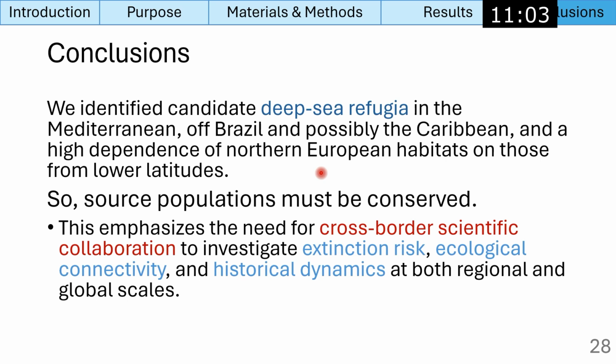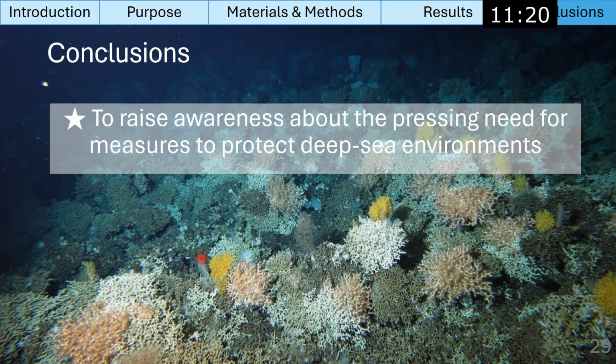So they must be conserved, which emphasizes the need for cross-border scientific collaboration to investigate extinction risk, ecological connectivity, and historical dynamics at larger scales. And after all, these are to raise awareness about the pressing need for measures to protect deep sea environments.